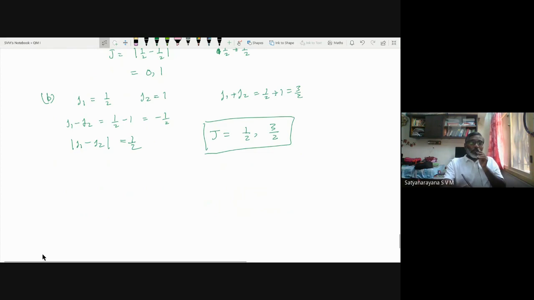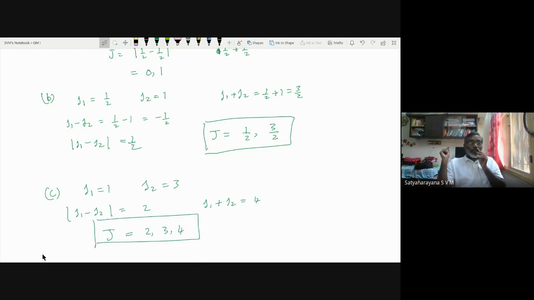Okay, so suppose you take as a third example, J1 is equal to 1 and J2 is equal to 3. Okay, then what happens? Modulus of J1 minus J2 is equal to 2, and J1 plus J2 is equal to 4. So your J can have values 2, 3 and 4. Okay, so this is how you have to find out what are the allowed values of J.